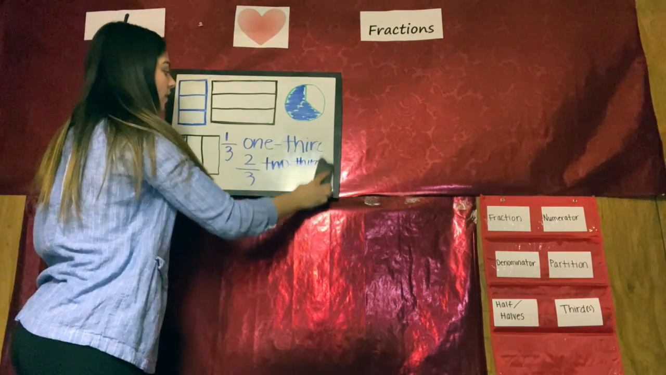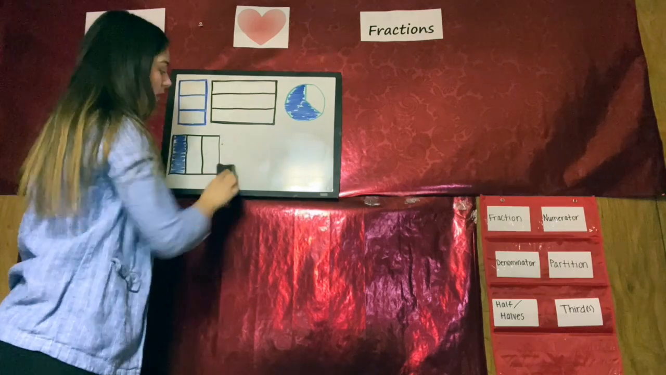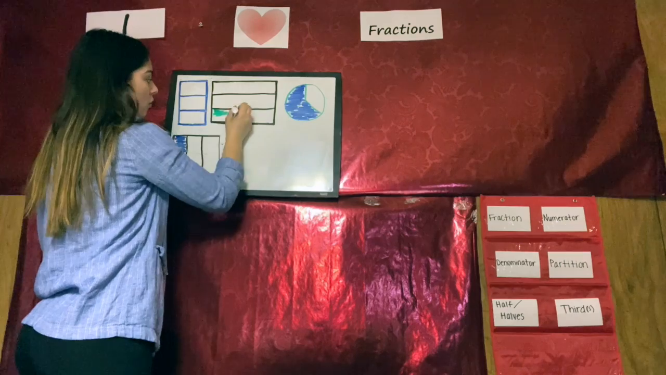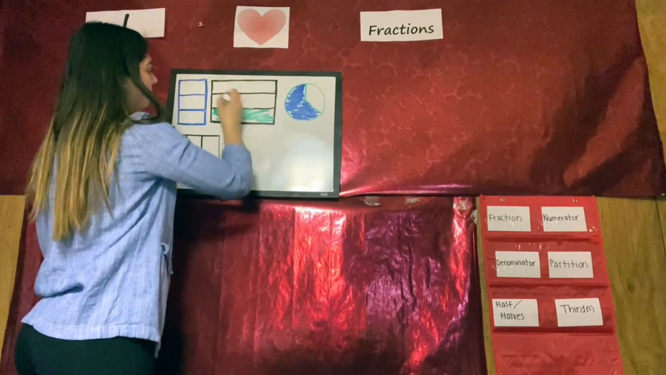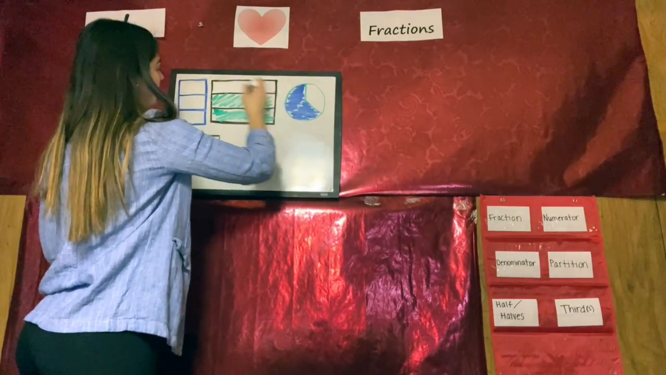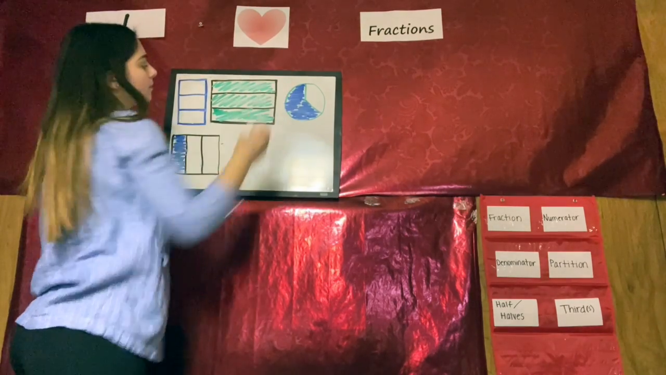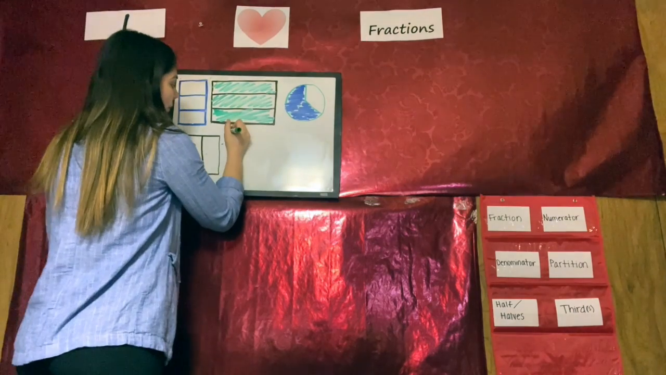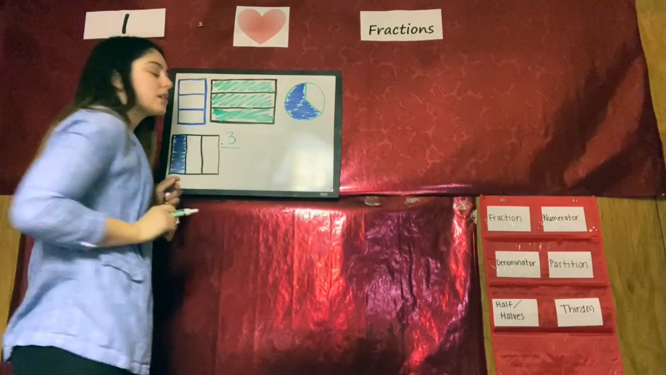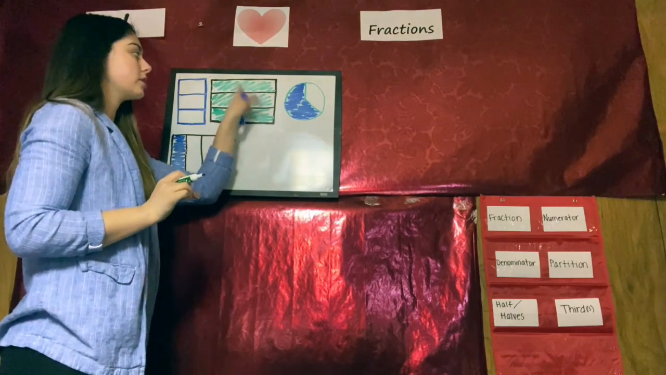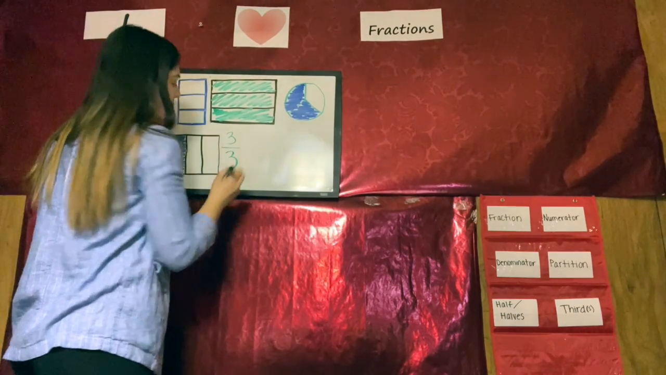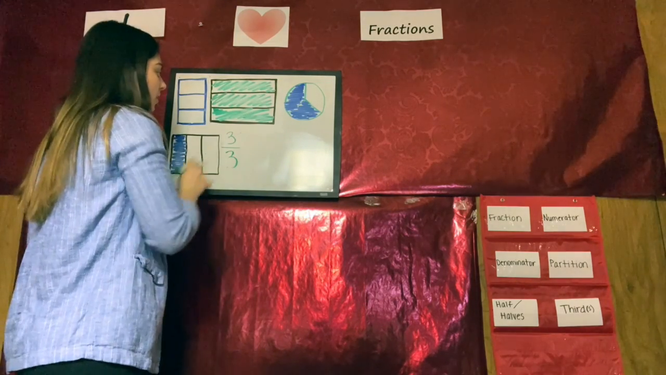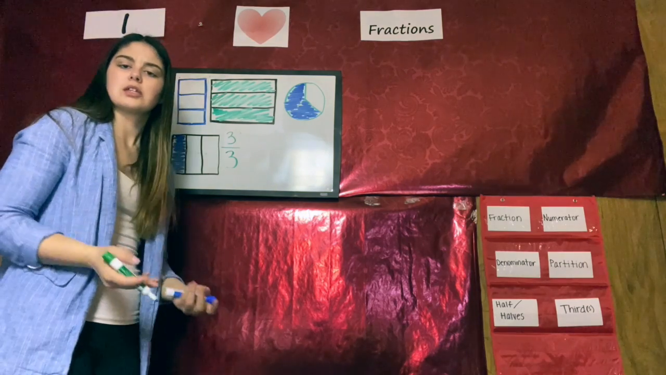Now, if I were to shade the whole shape, let's shade this whole rectangle. 1 part, 2 parts, 3 parts. I now have 3 parts of my rectangle shaded. I would write that as 3 is my numerator because 3 parts are shaded, and 3 is my denominator because I have 3 parts in total in my shape. 3/3, but my whole shape is shaded.